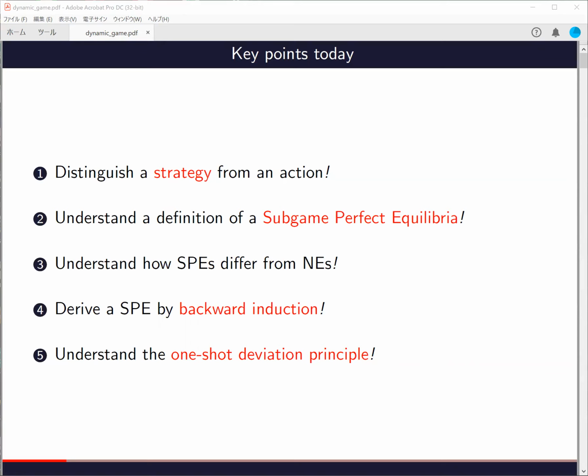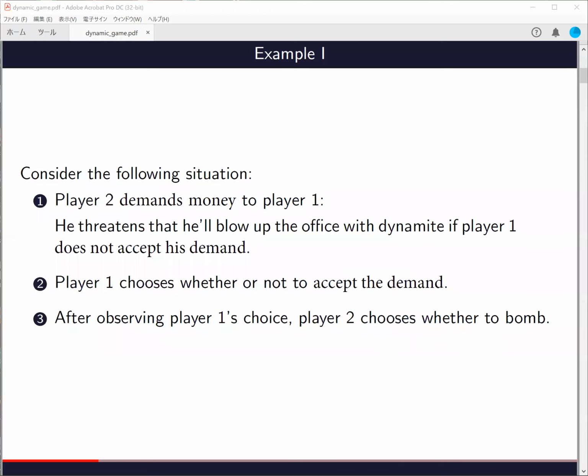Finally, we learn a tool called one-shot deviation principle that allows us to easily check if a given strategy profile is a subgame perfect equilibrium. Let's consider the following situation to understand why we introduce subgame perfect equilibrium and how it differs from Nash equilibrium we have considered so far.